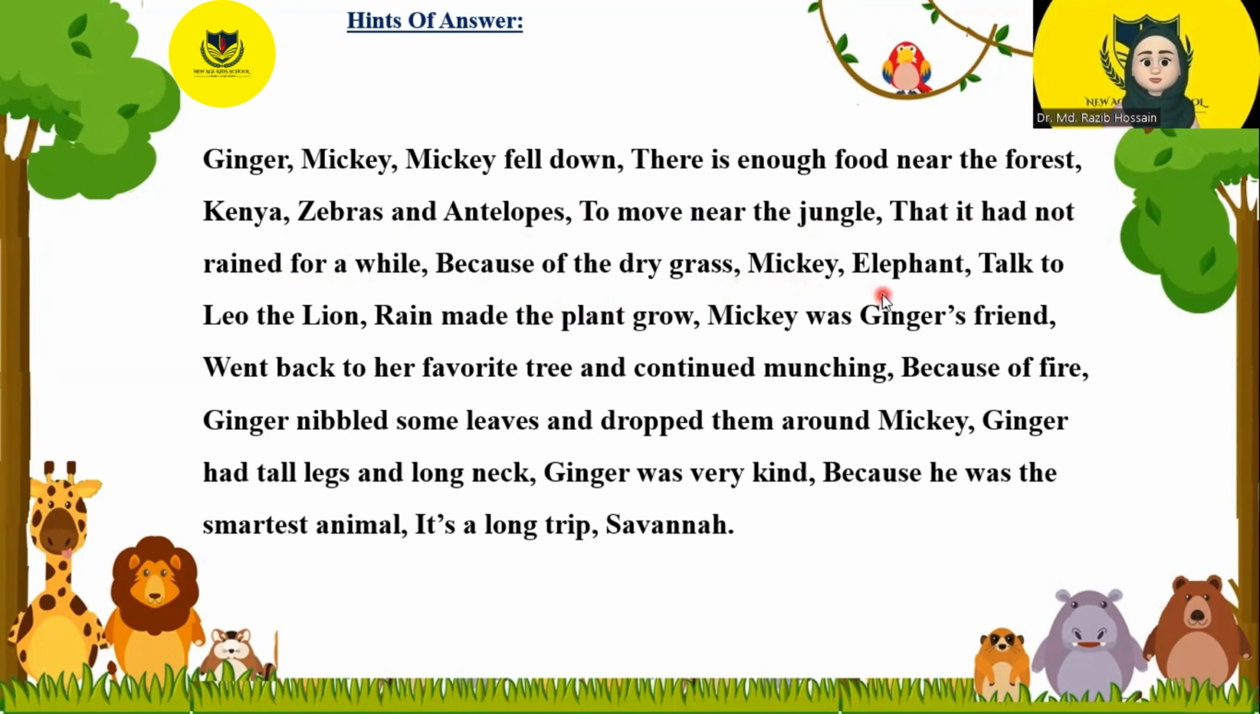Mickey, elephant, talked to Leo the lion. Rain made the plants grow. Mickey was Ginger's friend. Went back to her favorite tree and continued munching. Munching means eating.